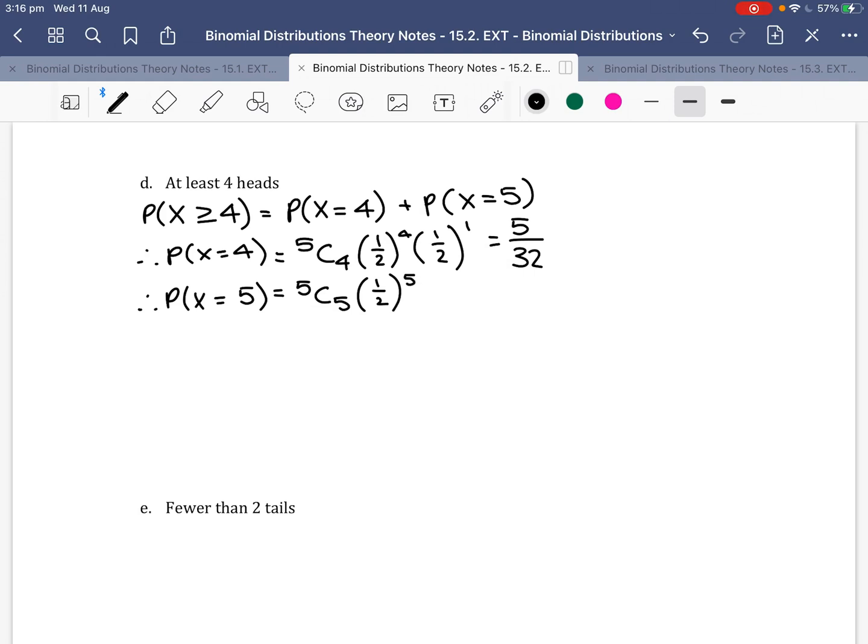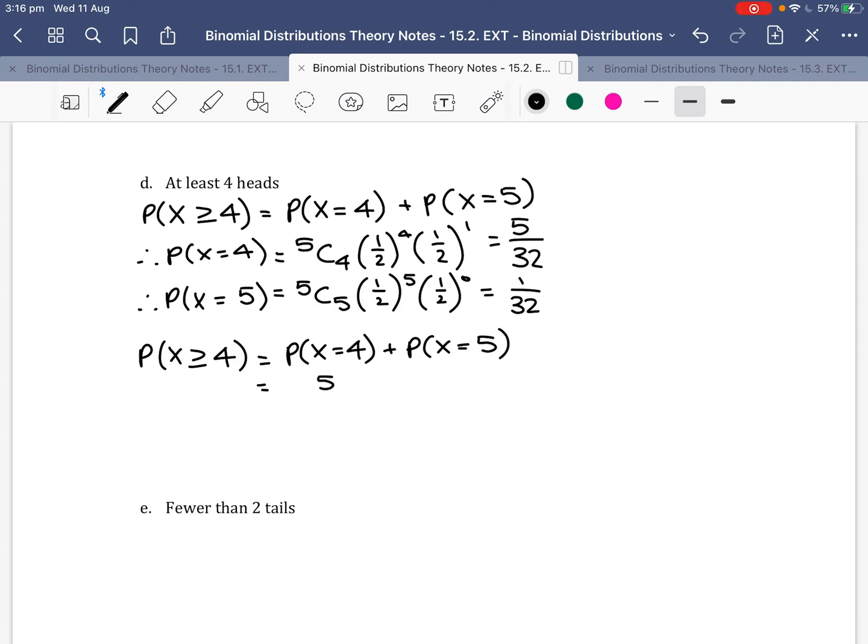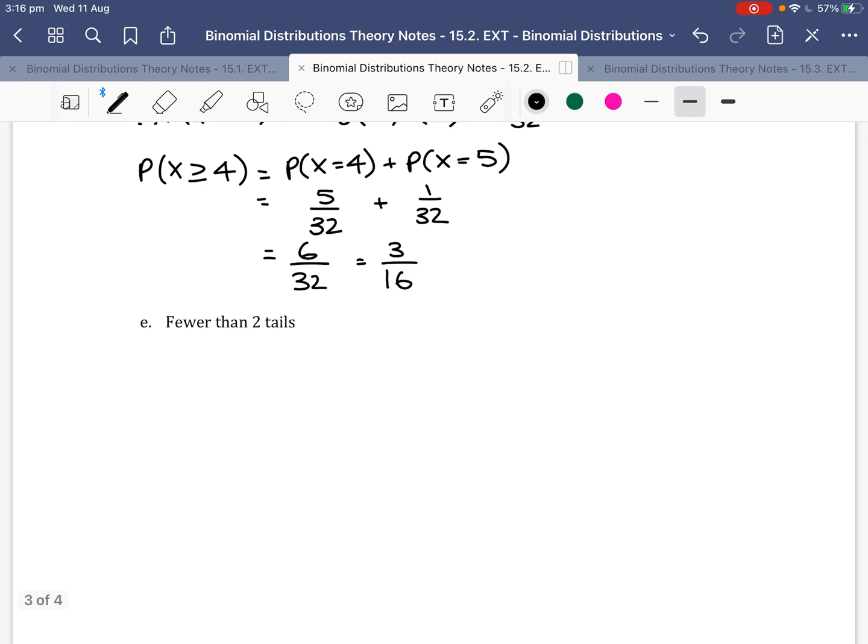So it will be a half to the power of 5 and a half to the power of 0. When we put that into our calculator, we get 1 over 32. So the probability that x is greater than or equal to 4 is equal to the probability that x is equal to 4 plus the probability that x is equal to 5. So this will be 5 on 32 plus 1 on 32, which equals 6 on 32, which simplifies down to 3 over 16.